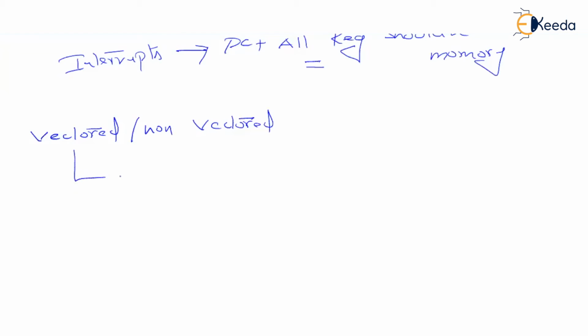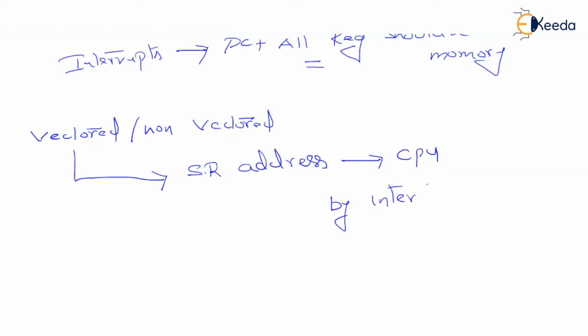In the vectored interrupts, the subroutine's address will be given to the CPU by the interface. That means that the source of the interrupt itself is going to give the subroutine's address to the CPU. Which is the source of the interrupt? You know that the interrupt will be generated by an interface.